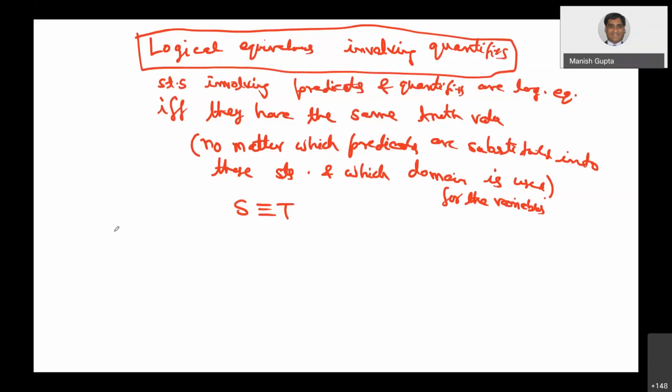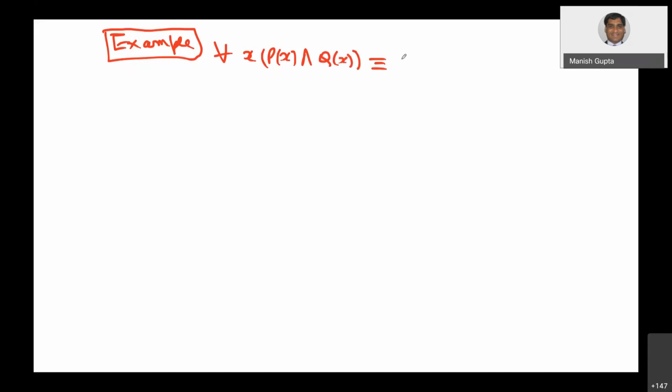So let us again see an example. Maybe in the next slide let us look at an example of logical equivalence involving predicates and quantifiers. We want to show that for every x, P(x) meet Q(x) is logically equivalent to for every x P(x) and for every x Q(x). So it involves quantifiers and predicates both. Let us see a small proof of this fact.